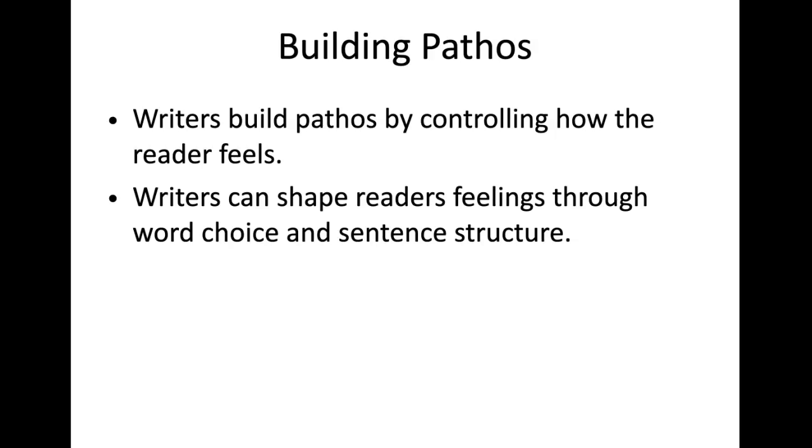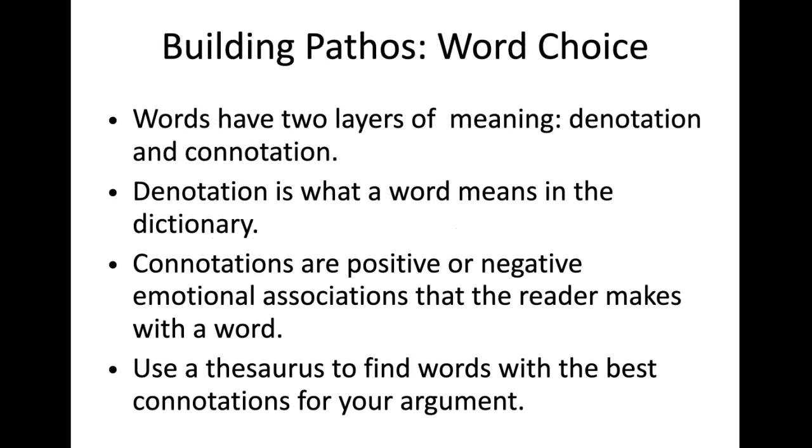Writers can also shape readers' feelings through word choice and sentence structure, especially when they're doing description, but also other times as well. With word choice, words have two layers of meaning, the denotation and the connotation. Denotation is what a word means in the dictionary. It's the literal meaning. Connotations are associations that readers make with the word that are either positive or negative, that have a little bit of emotional charge to them.